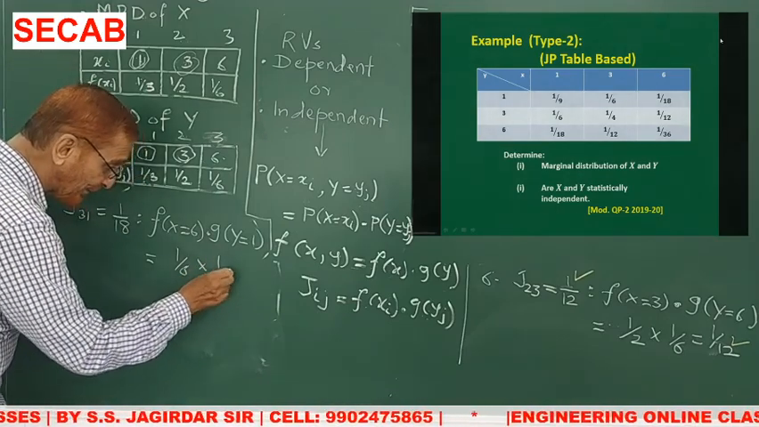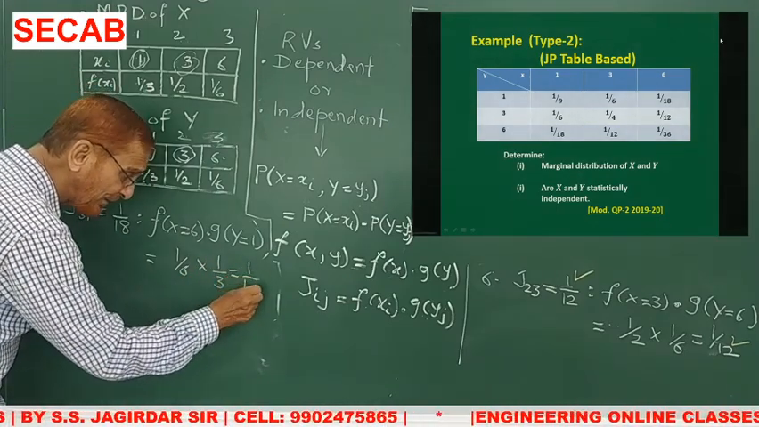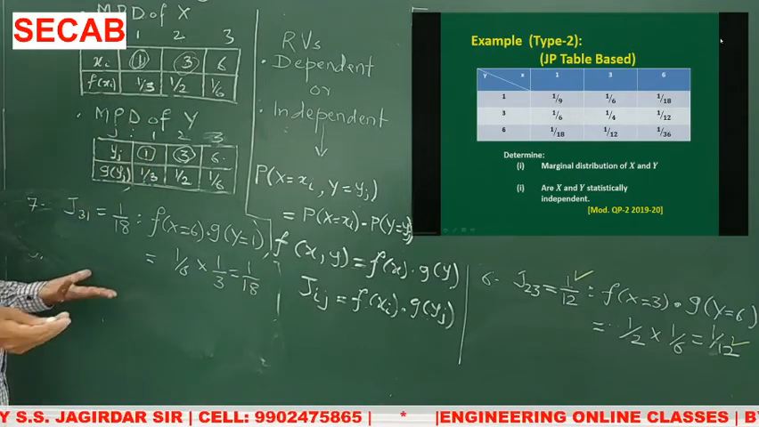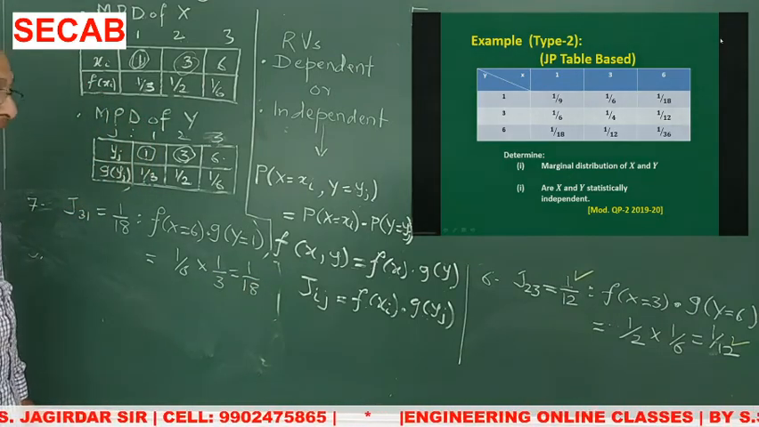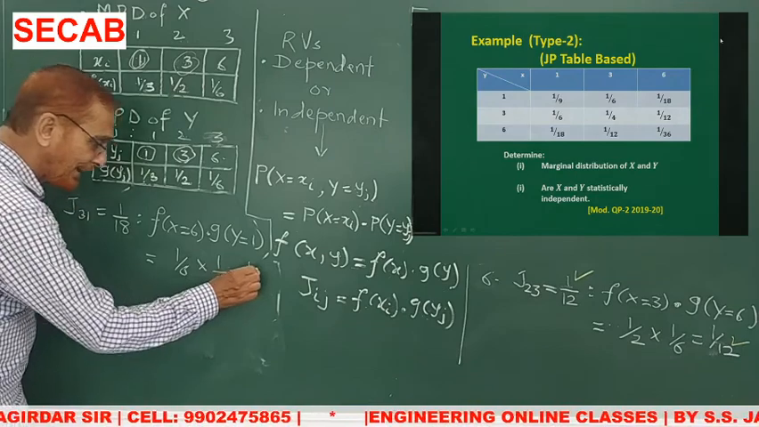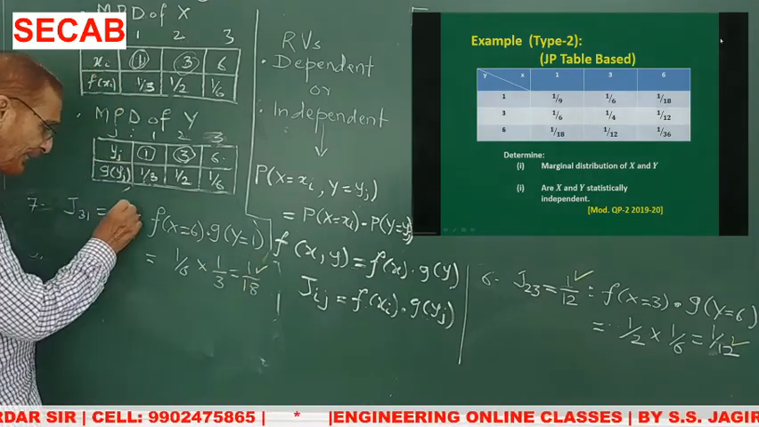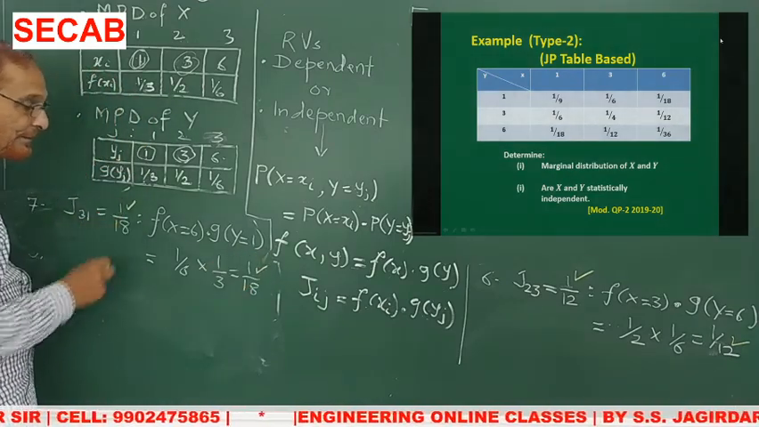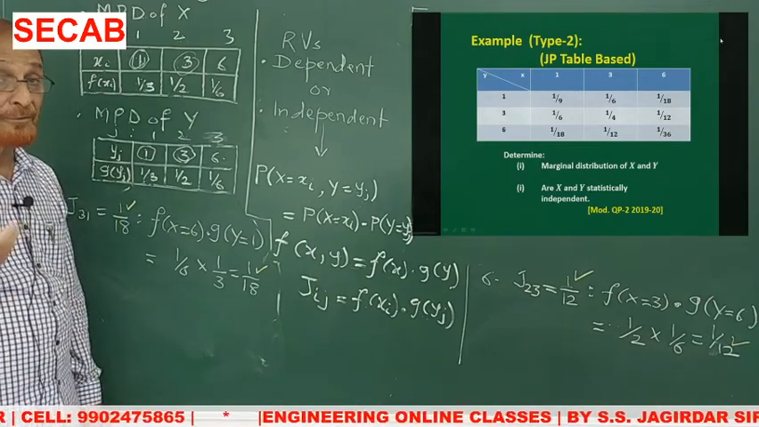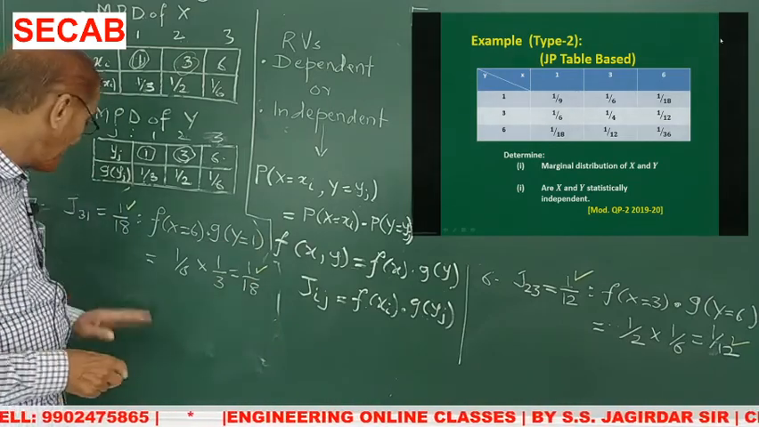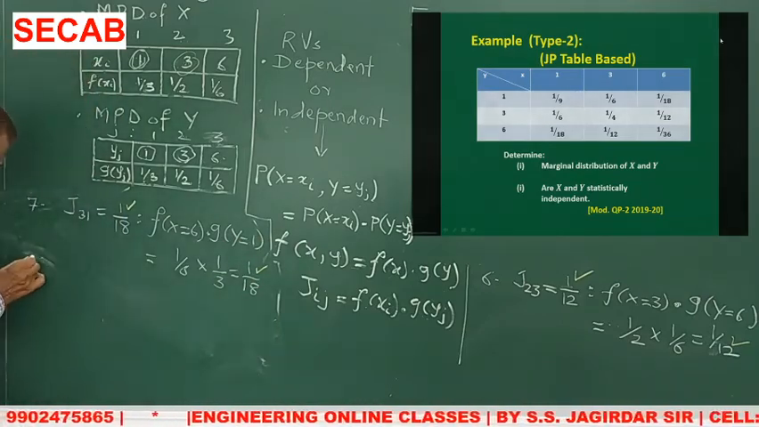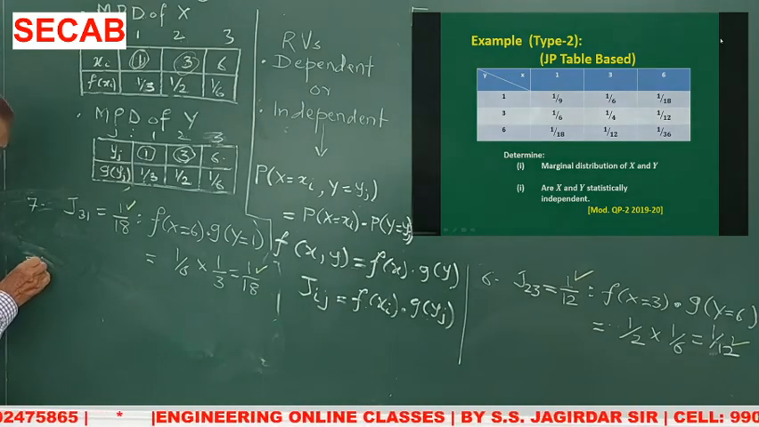So what is the answer, gentlemen? Yes, it is 1 upon 18. In this way, once again you can see that it is in the direction of confirmation of the results in favor of this definition. Now next, go for the next, that is 8.